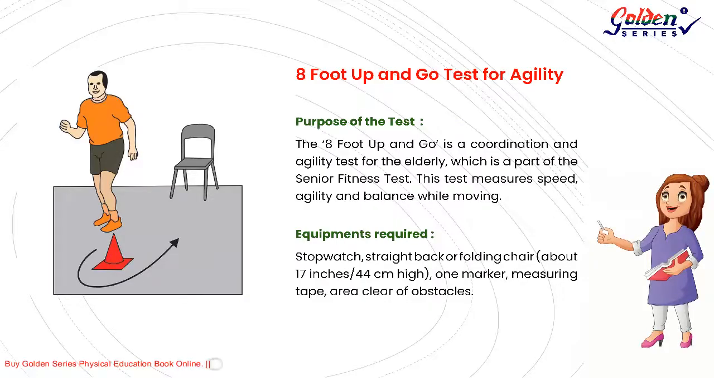Purpose of the test. The 8 foot up and go is a coordination and agility test for the elderly, which is a part of the senior fitness test. This test measures speed, agility and balance while moving. Equipment required: stopwatch, straight back or folding chair about 17 inches or 44 centimeters high, 1 marker, measuring tape, area clear of obstacles.